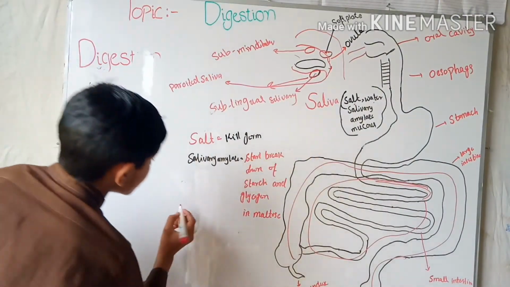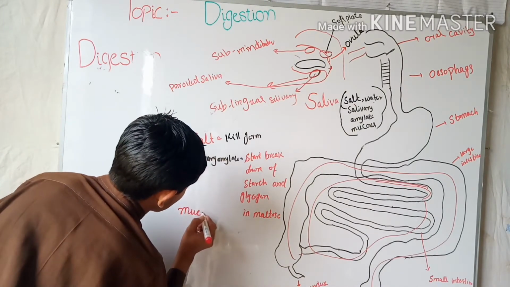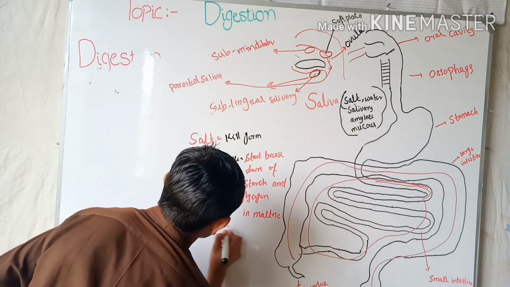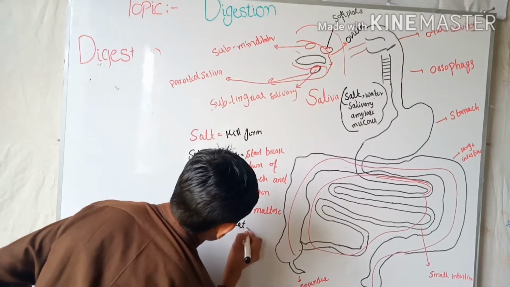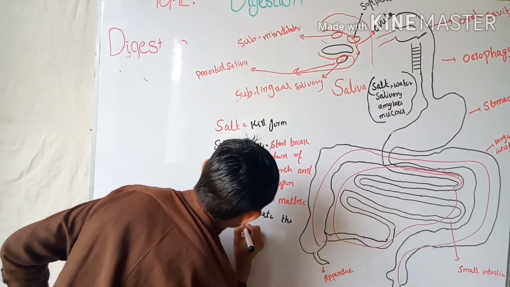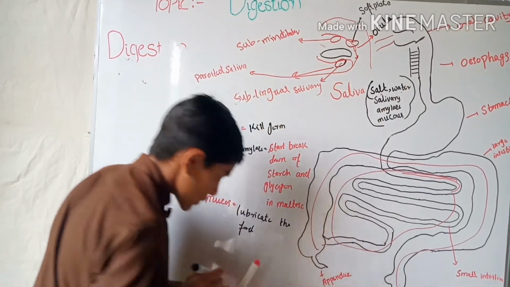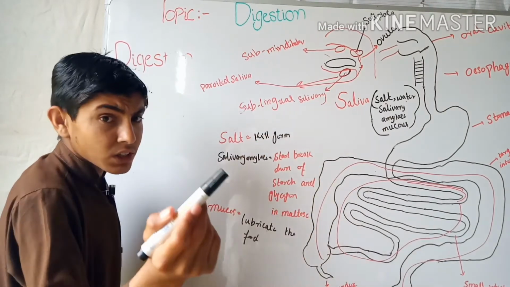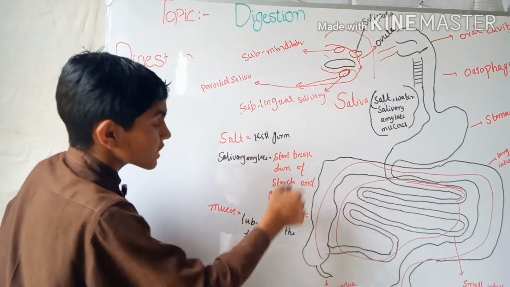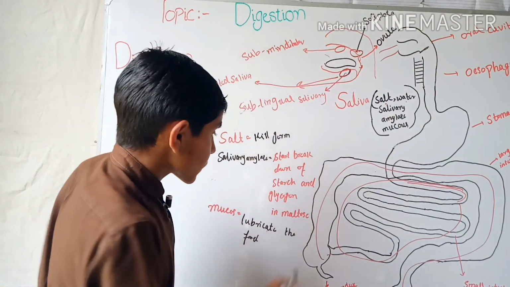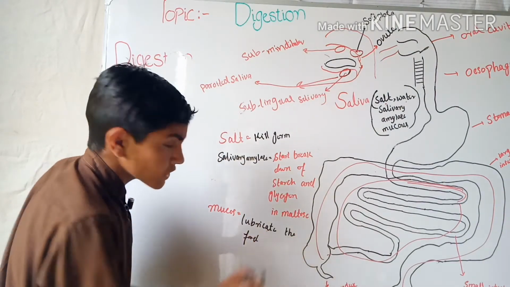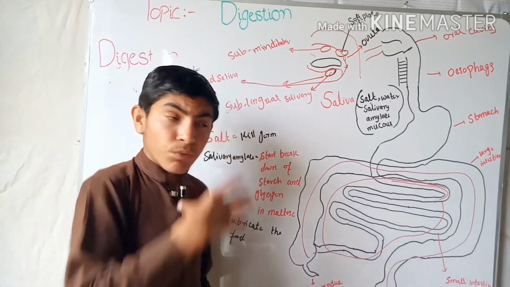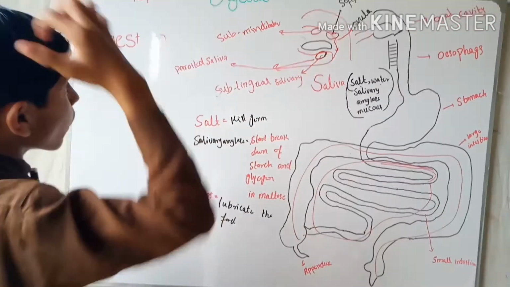Third is the mucus. Mucus works to lubricate the food. So salt kills the germs present in the food. Salivary amylase breaks down the starch and glycogen into smaller and simpler particles. Mucus lubricates the food, which converts it into a bolus in order to swallow it through the esophagus. So this is all about the oral cavity.